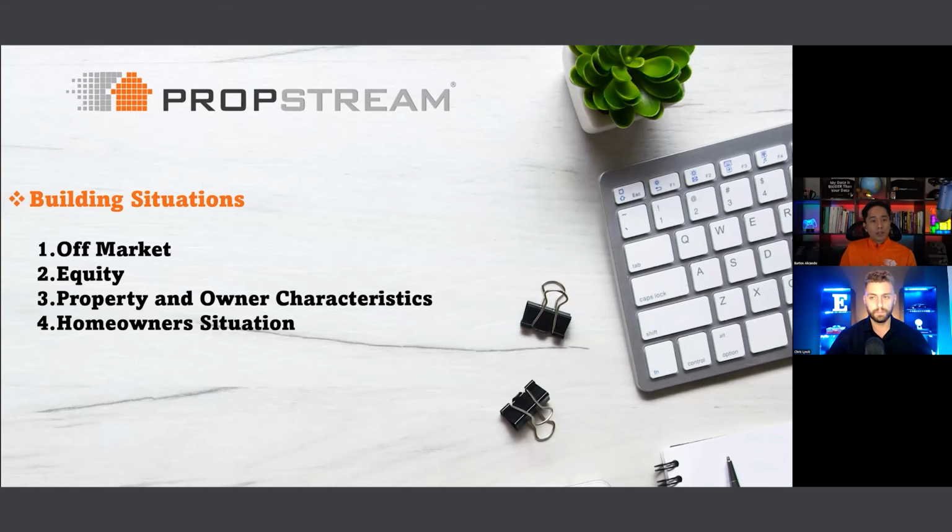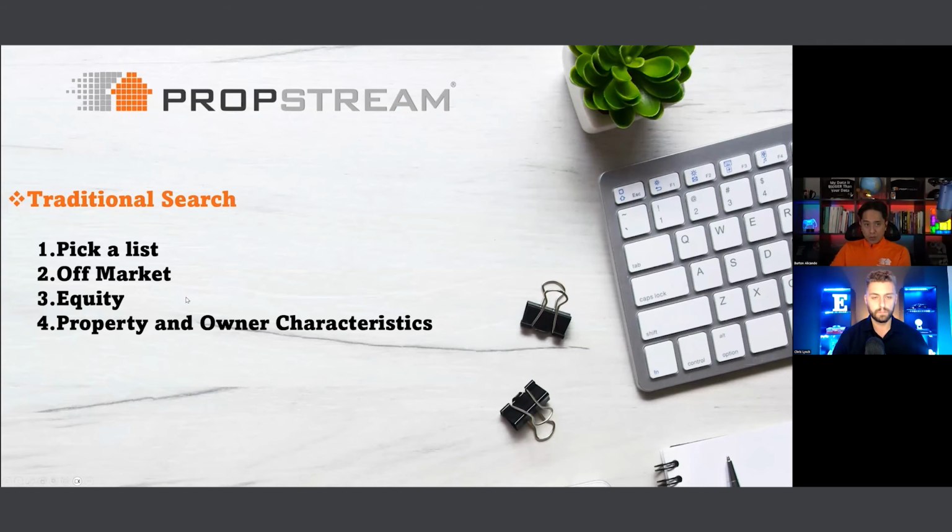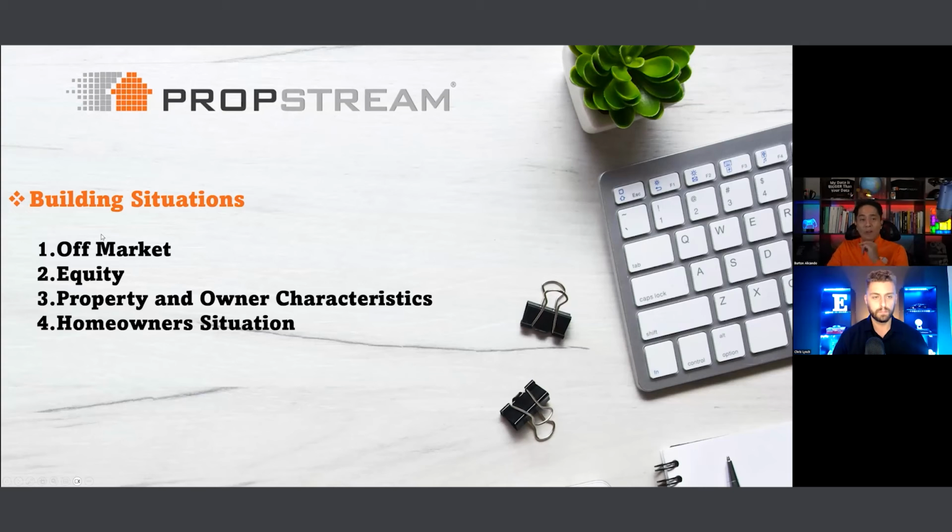Oh, sorry. All right, let me get to that next page. Make sure it's off market. Make sure it has the equity you need, and then the property and owner characteristics you want, and then create that situation. Okay, so I'm going to emphasize 1, 2, and 3 sound very familiar because I stole it from the traditional search. But today, I want you to make sure that when you're building situations, off market, equity, property and owner type, and then that situation.